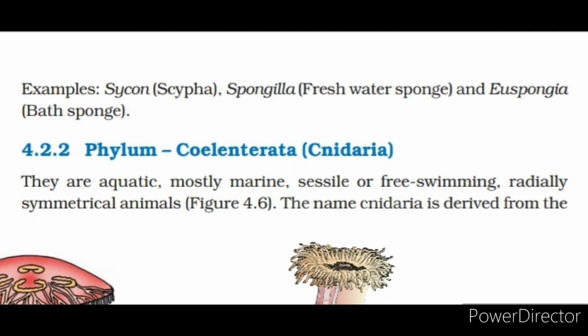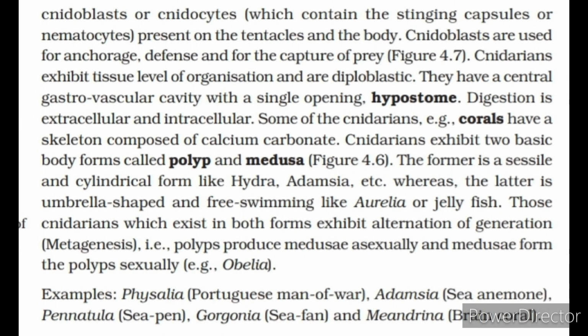The name Cnidaria is derived from the cnidoblasts or cnidocytes, which contain the stinging capsules or nematocysts present on the tentacles and the body. Cnidoblasts are used for anchorage, defense and for the capture of prey. Cnidarians exhibit tissue level of organization and are diploblastic. They have a central gastrovascular cavity with a single opening, hypostome.